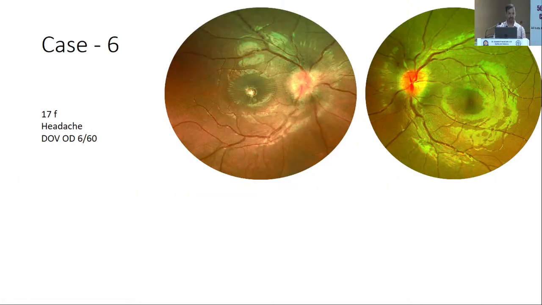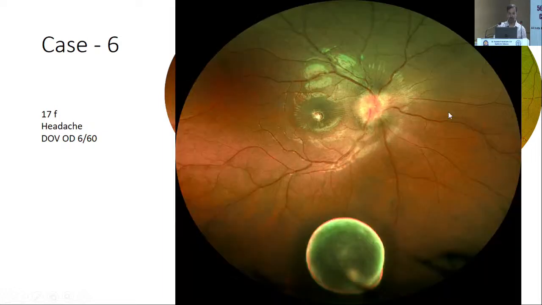This is my last case. You can see a young female who presented to us with decrease of vision. There was a full thickness macular hole, but what you can also see is that there is a disc edema. Now that is something a little unusual, but what was surprising, that disc edema was seen in the other eye as well.